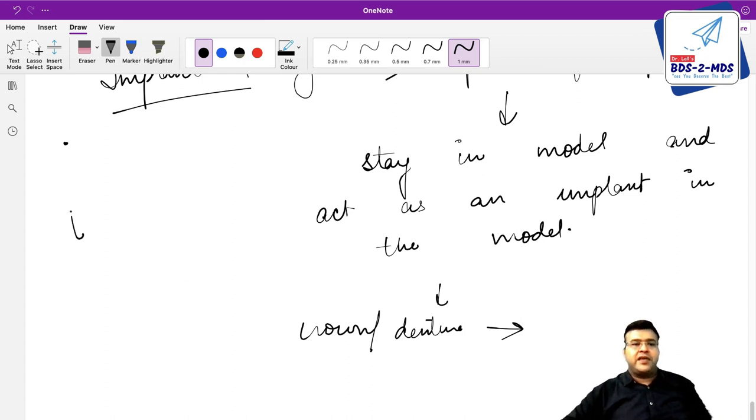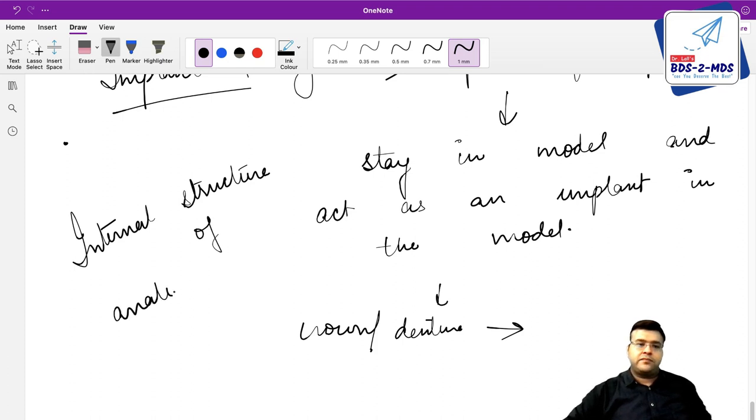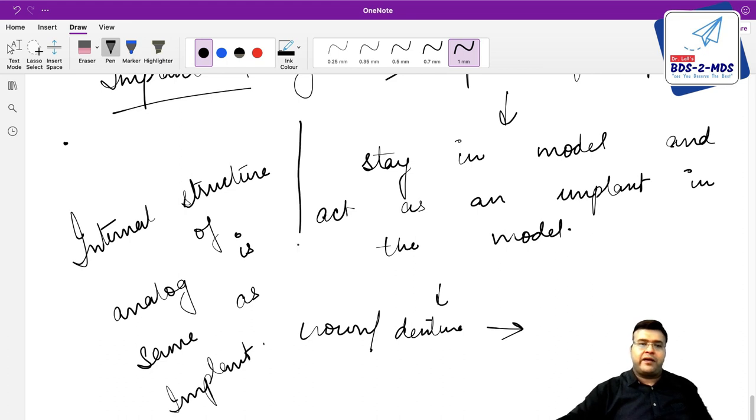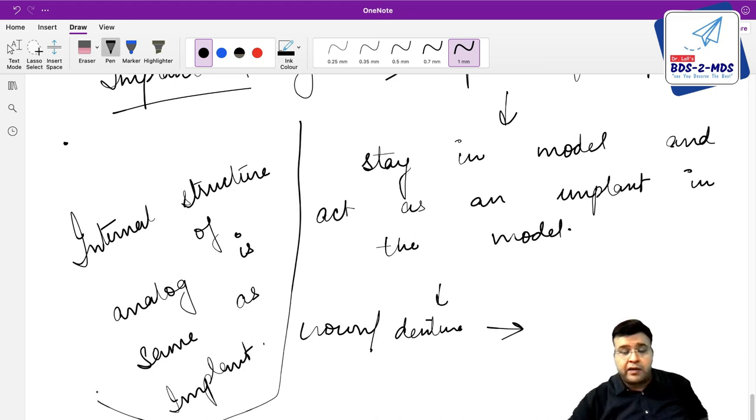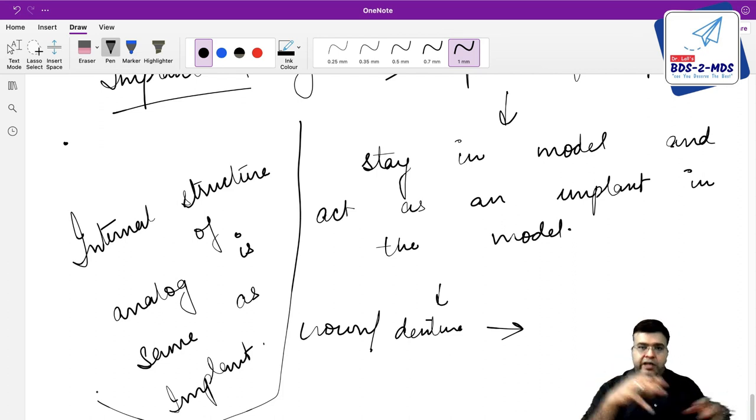So that means the internal structure of an analog is the same as an implant. Only then it is going to be compatible, right? So if I am using an external hex implant and I use an analog of an internal hex, will the abutment fit in the model? No. So that is why you have all these analogs as exact replicas of your implant. The only thing is that you don't need threads on the outer surface. So that is the difference between an implant and an implant analog.